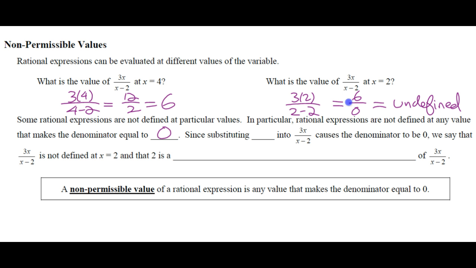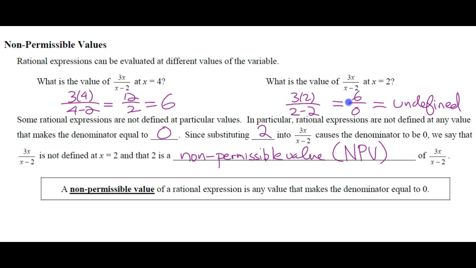Since substituting 2 into 3x over x minus 2 causes the denominator to be 0, we say that 3x over x minus 2 is not defined at x equals 2, and that 2 is a non-permissible value, which will often be abbreviated as NPV. At least I'm often going to abbreviate it as NPV, because writing out non-permissible value all the time. NPV of 3x over x minus 2.